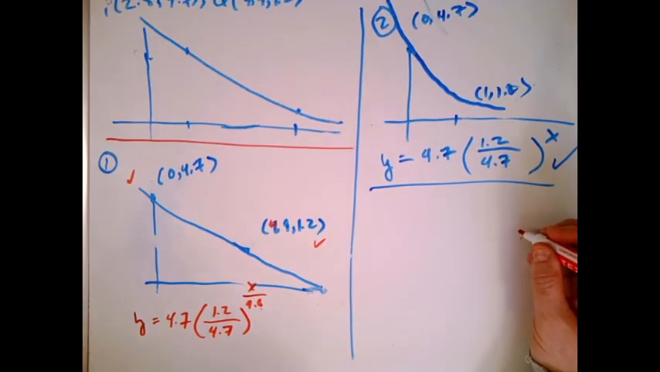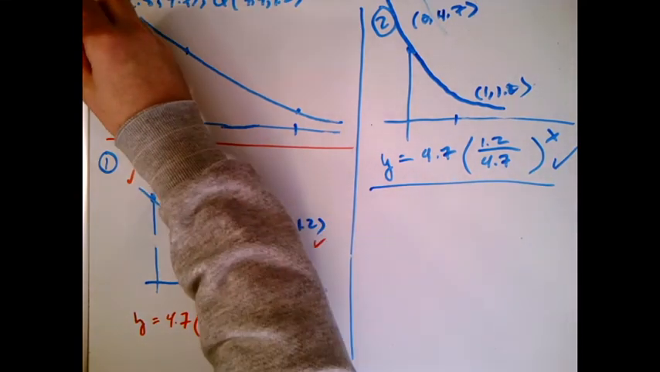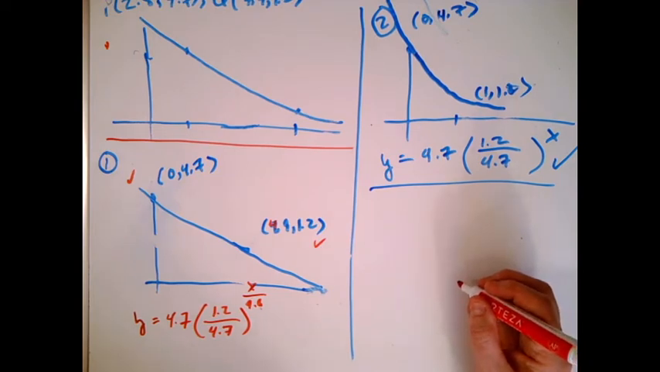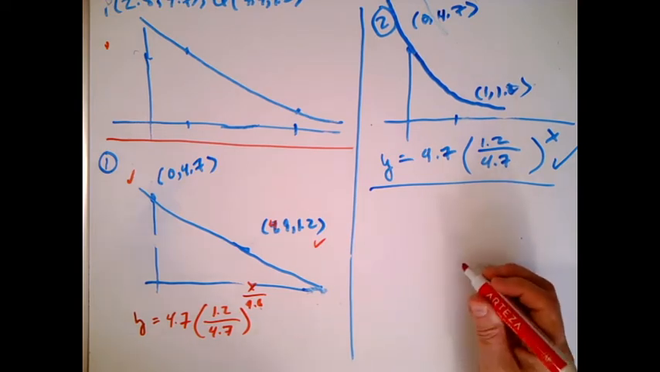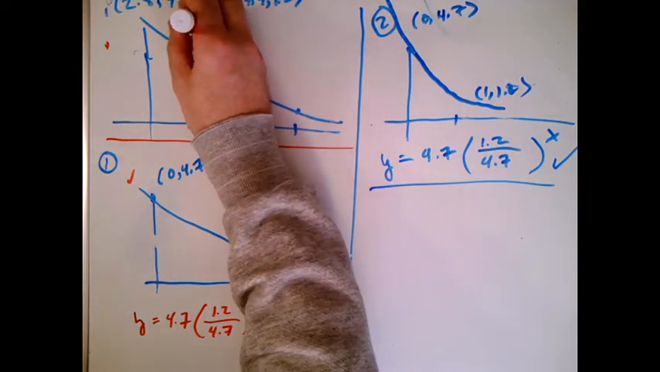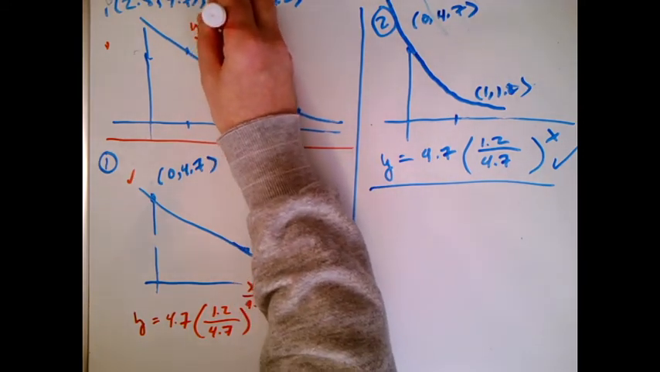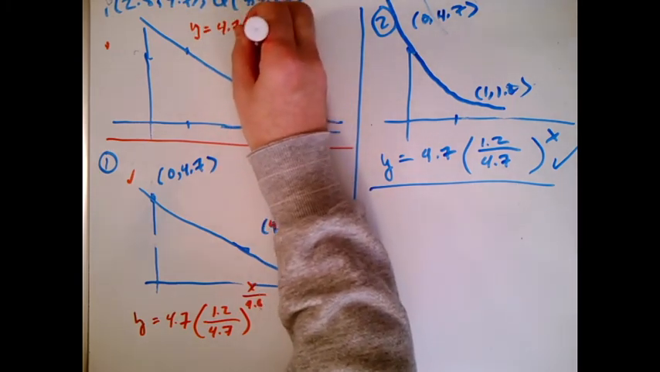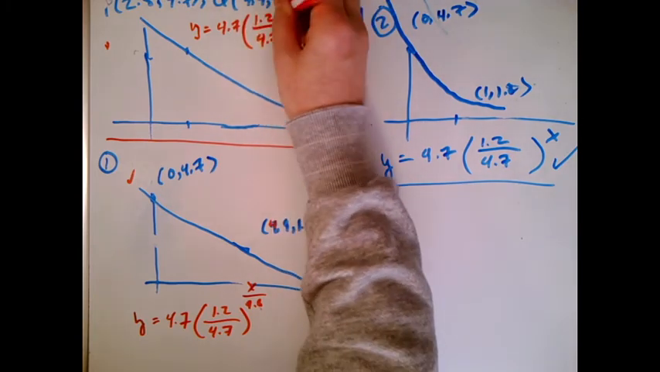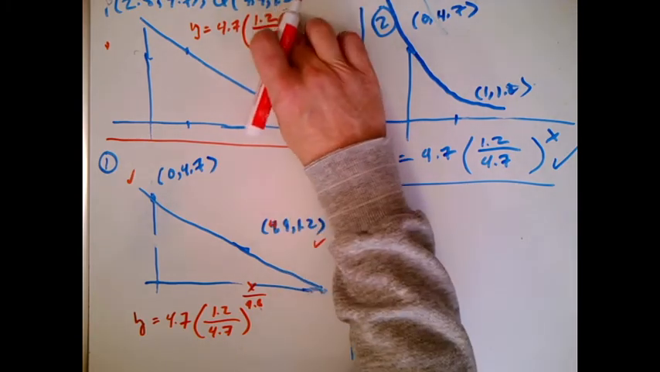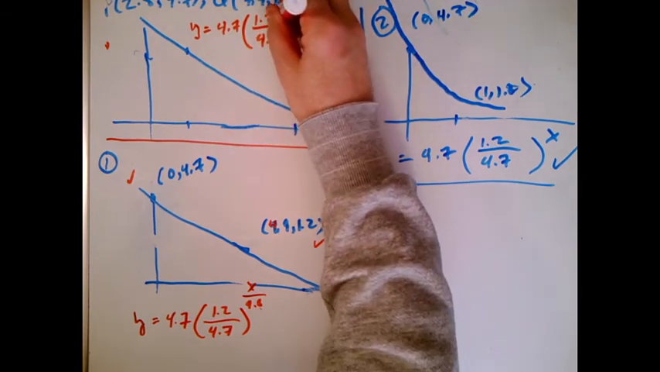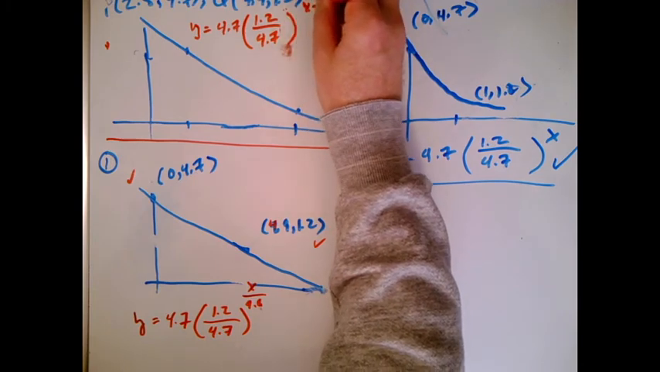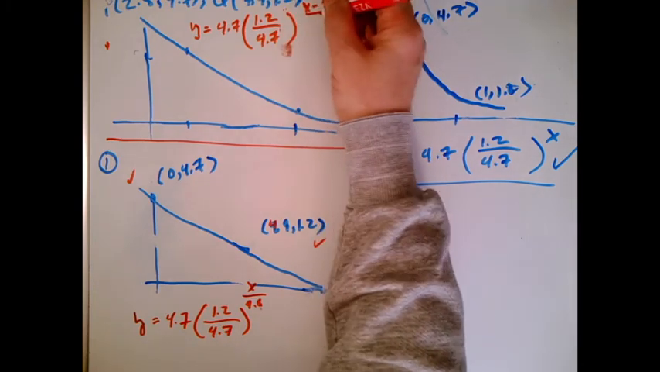Now, what do we have to do to equation 1 here to get the original? We just have to shift everything to the right 2.5, and that's going to be putting an x minus 2.5 in wherever I see an x. So this is going to be y equals 4.7 times 1.2 over 4.7, and in the exponent, I need a whole exponent here. There we go. I need x minus 2.5 all over 4.9.